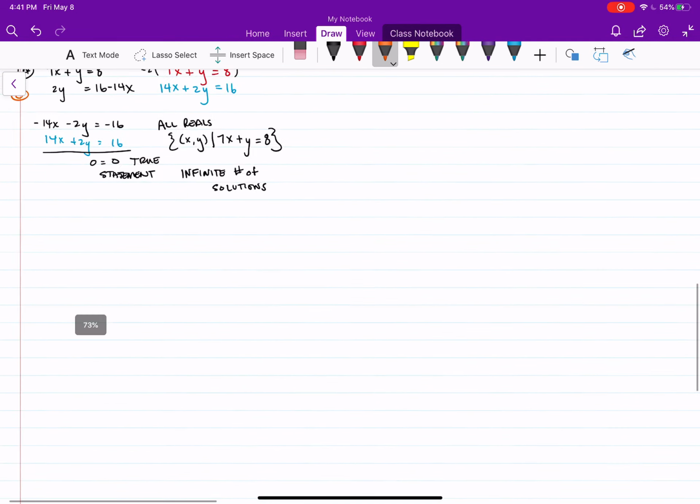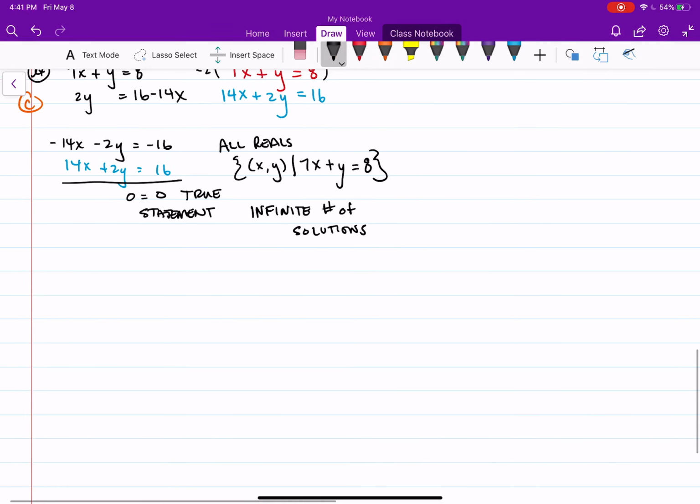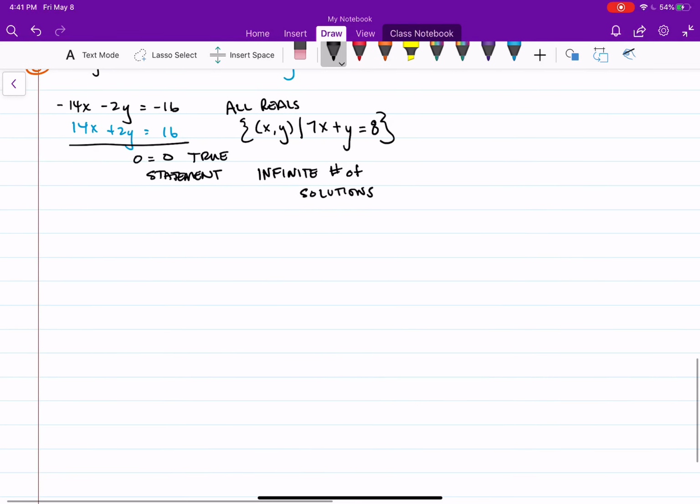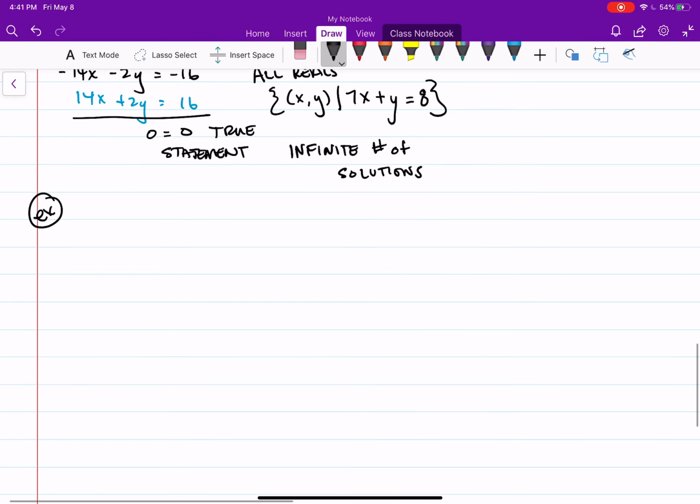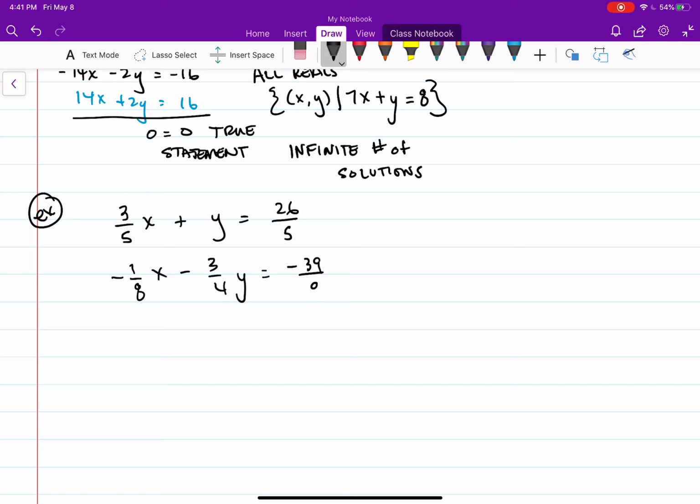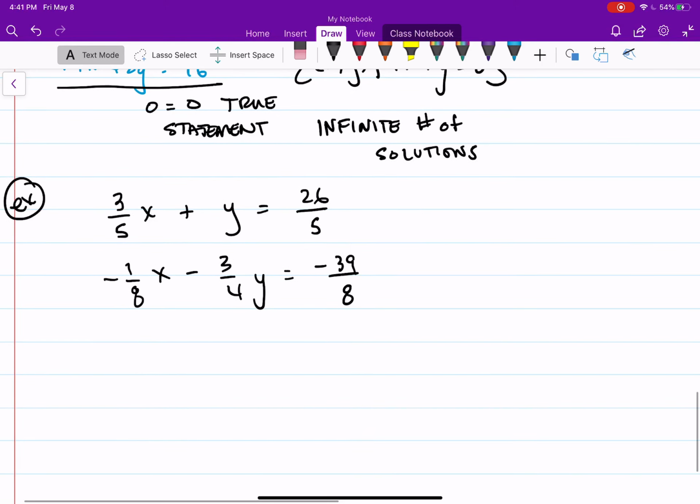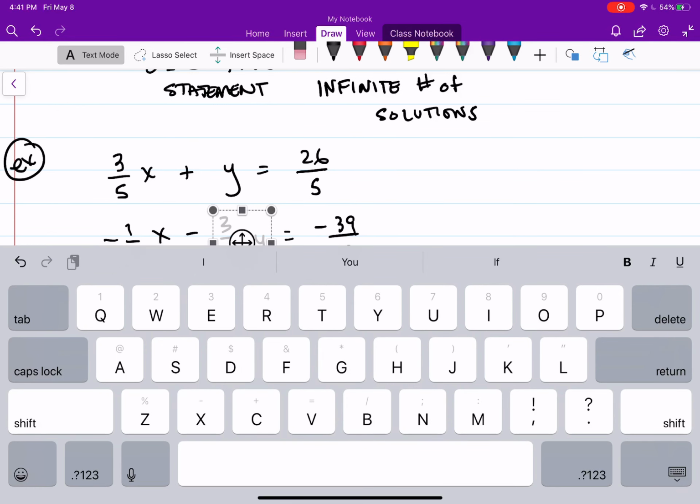Now, I want to do one more example. I know you're getting tired of it, but this one more might save you. Okay? And here's why. Because when you see it, you'll be like, oh, should probably stay around for this. Let's have 3/5 x plus y is equal to 26 over 5. And I have negative 1/8 x minus 3/4 y is equal to negative 39 over 8. Okay? I got fractions everywhere. And you're probably going, I don't like fractions. Anxiety's really starting to get high now. What do I do? What do I do?